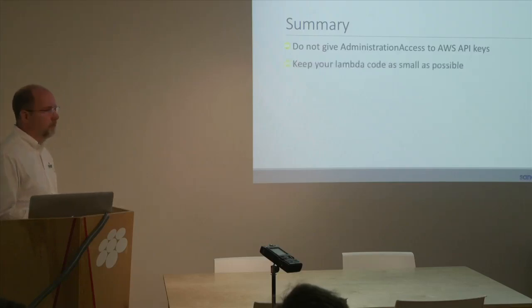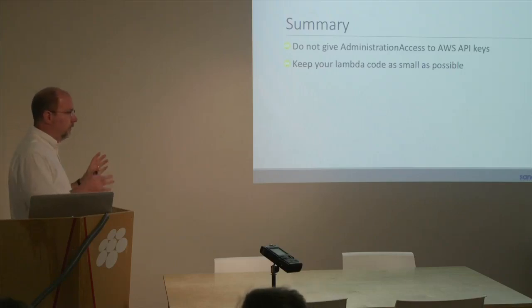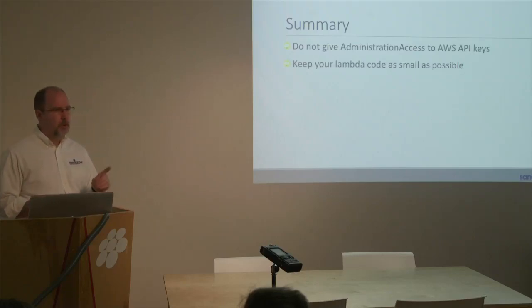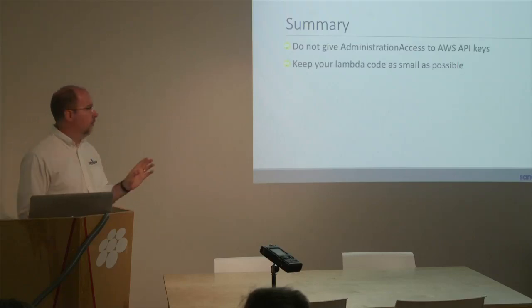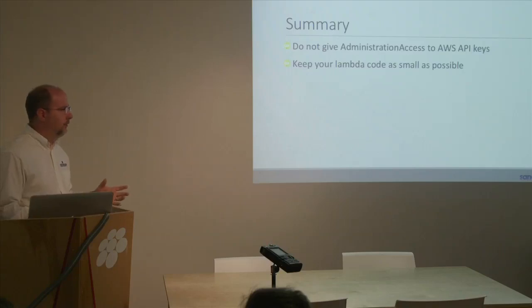Keep your Lambda code as small as possible. Remember, you're paying for the time, and in this architecture, you want that function to do one thing and do it really well. It will also help with your debugging. The smaller your function is, the easier it is to debug, because it's not doing 100 different things. If it's broken, it should be pretty easy to find out what's broken.